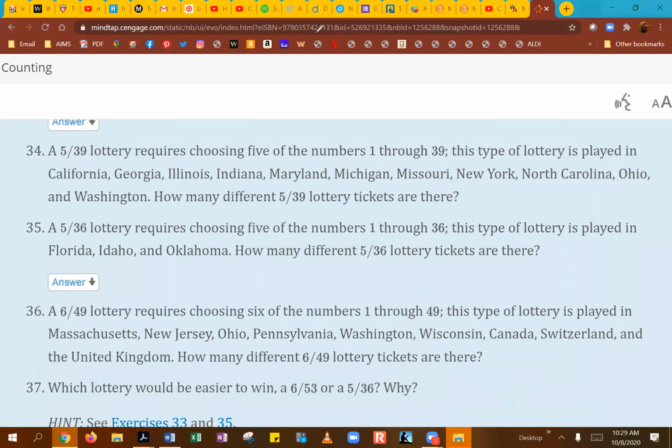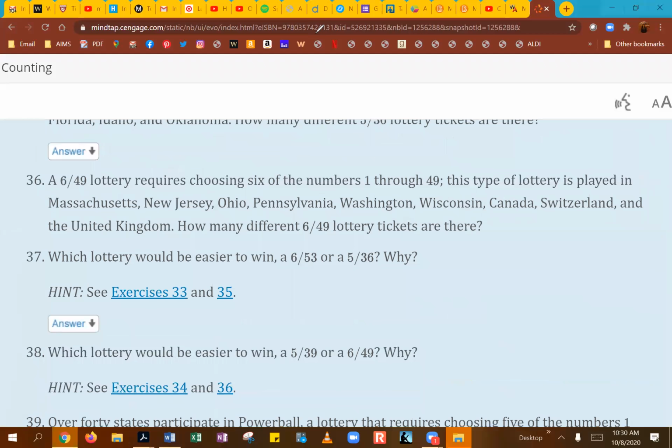This type of lottery is played in all of these states, so they wanted to know how many different 5 out of 39 lotteries there are. So we're not really answering that question. We just know a 5 out of 39 lottery is choosing 5 numbers from 1 to 39. So it will definitely be beneficial for us to know how many different tickets there are.